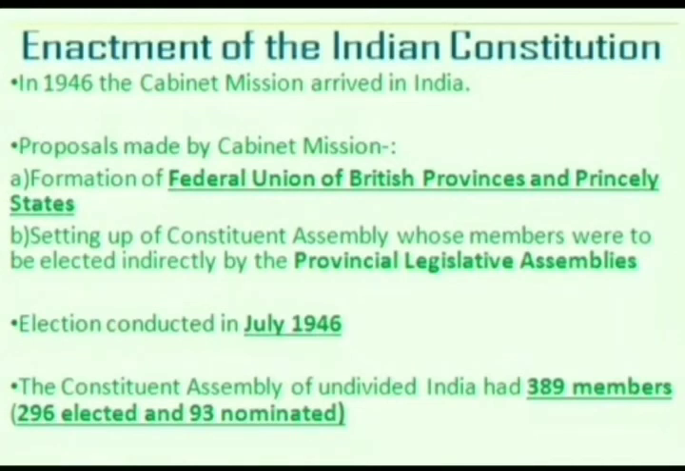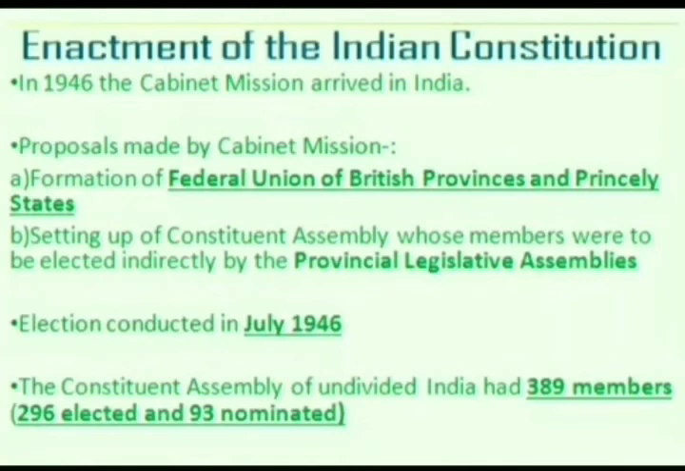elected directly by the provincial legislative assemblies called lower house. Today in India, lower house means Lok Sabha, but before independence, the provincial assemblies were called the lower house.